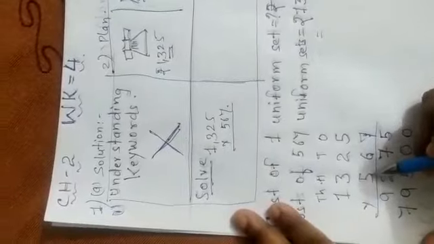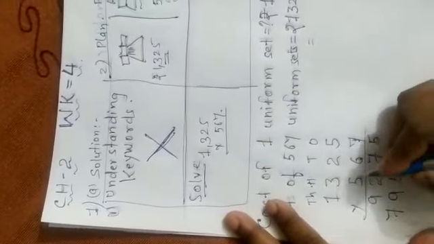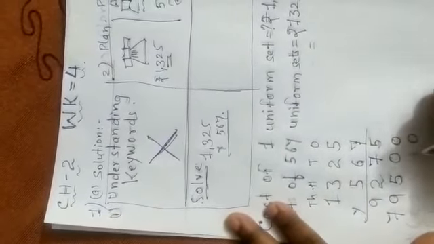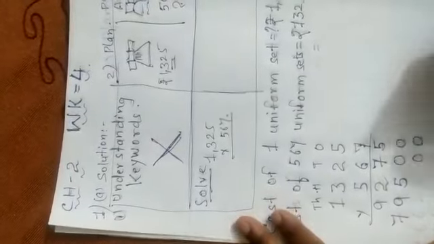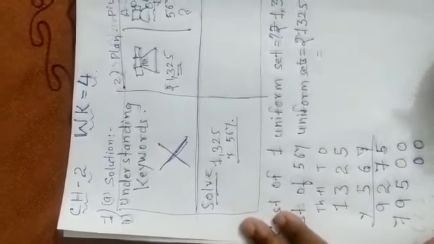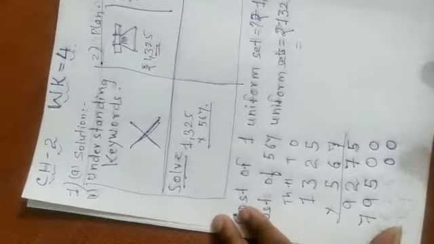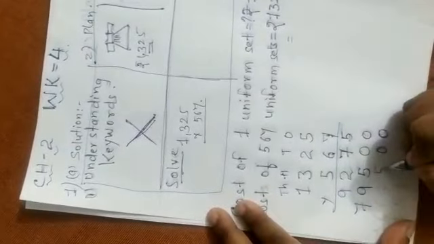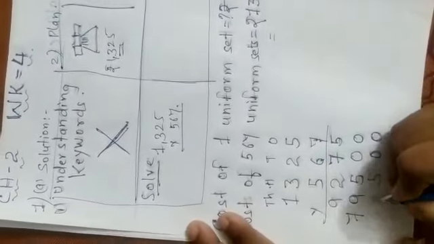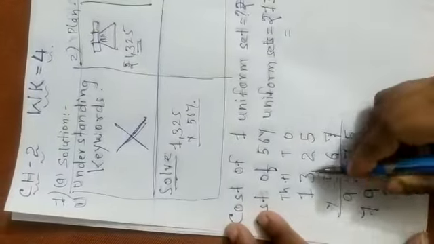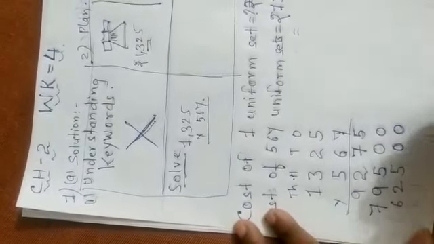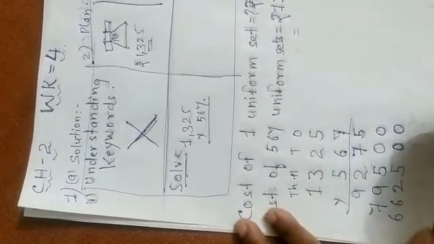Now come to the multiplication by 500. 500 is having 2 zeros, so I put down 2 zeros on the right side of the product. So here 5 5s are 25, 5. 2 carry over, 5 2s are 10, plus 2, 12. 1 carry over, 5 3s are 15, plus 1, 16. 1 carry over, 5 1s are 5, plus 1, 6.